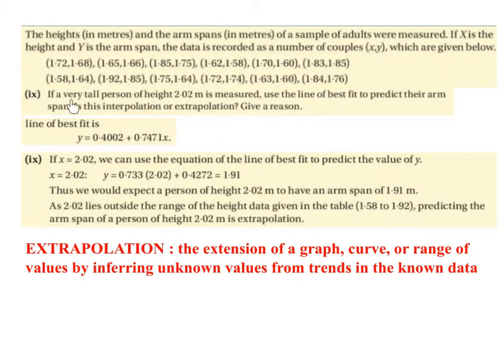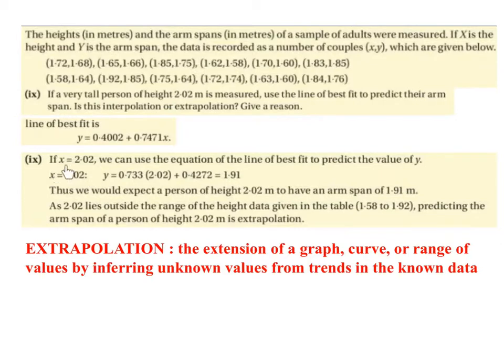Part 9. If a very tall person of a height 2.02 metres is measured, use the line of best fit to predict their arm span. Is this interpolation or extrapolation? And give a reason. So again, the line of best fit that we came up with from the calculator is y equals 0.4002 plus 0.7471x. So if x is equal to 2.02, we can use the equation of the line of best fit to predict the value of y.